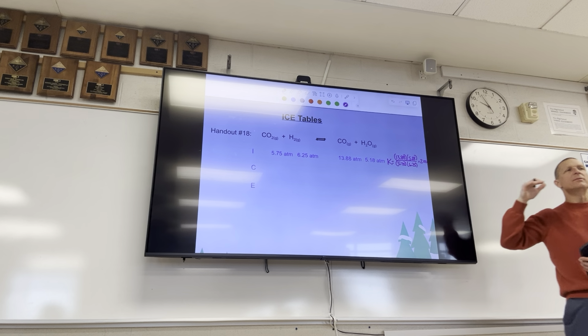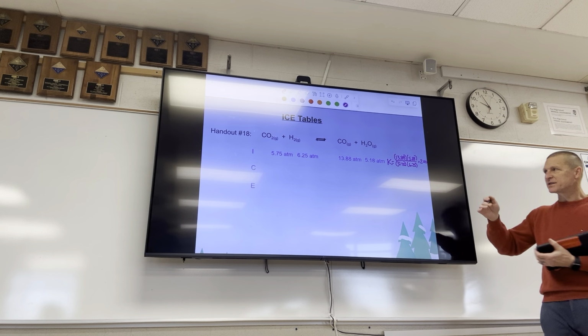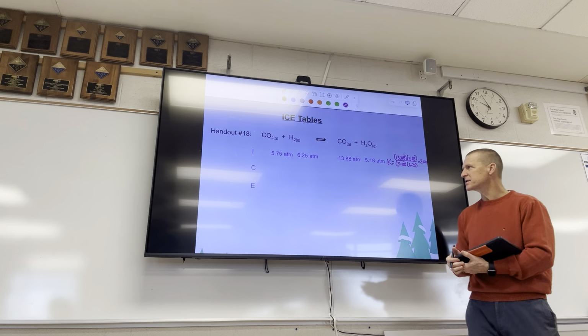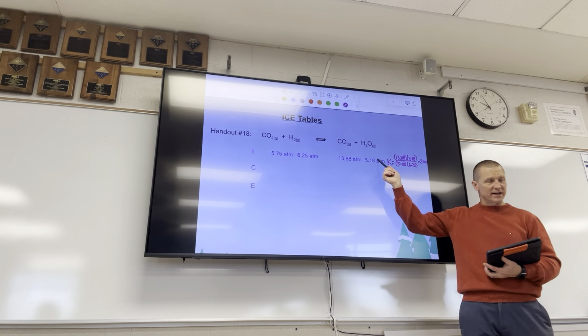Now the problem mentioned the temperature, but there was no change in the temperature. So this is a reaction that's happening at 1,000 degrees Celsius. Temperature is fixed at 1,000 degrees. It says that more water gets added.